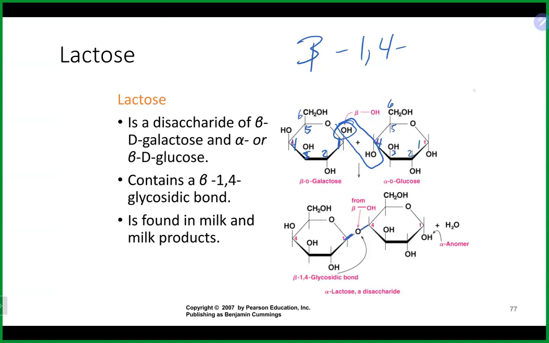Unlike the alpha one, you could kind of almost picture it going upwards, right? And that is what beta is, up. So if you see a bond that connects those two sugars going in that upwards position, that's probably going to be a beta connection, as opposed to what we saw with the alpha, where it kind of looks like it's coming down, right? And that's what alpha means, which is down.